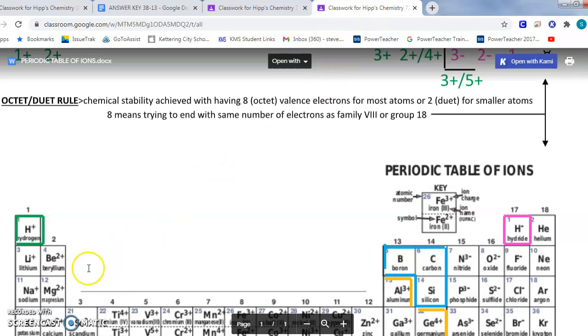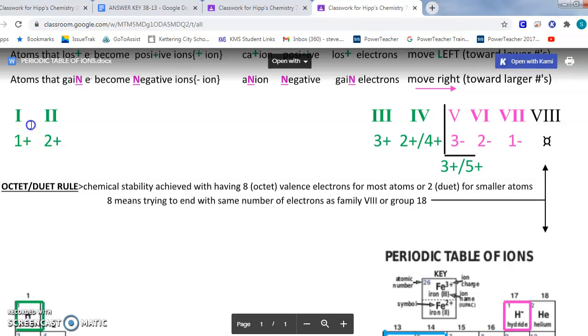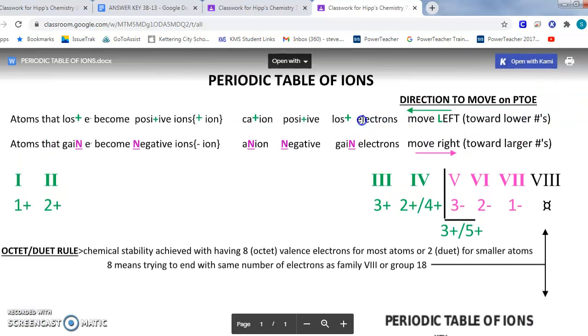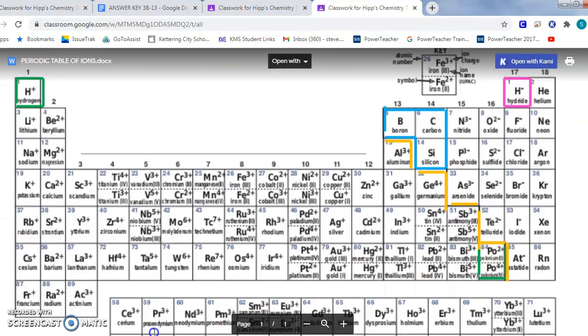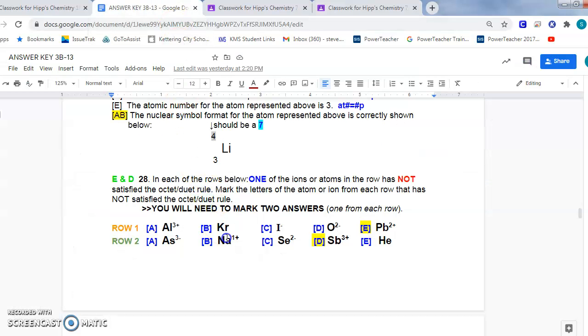We see right over here on this table, sodium wants to become plus 1. Why? It's in Roman 1. If it's plus 1, we're moving to the left. If you move to the left, it takes you back over to the 8. It would be stable. 8 is octet. It would become stable. What about selenium 2 minus?